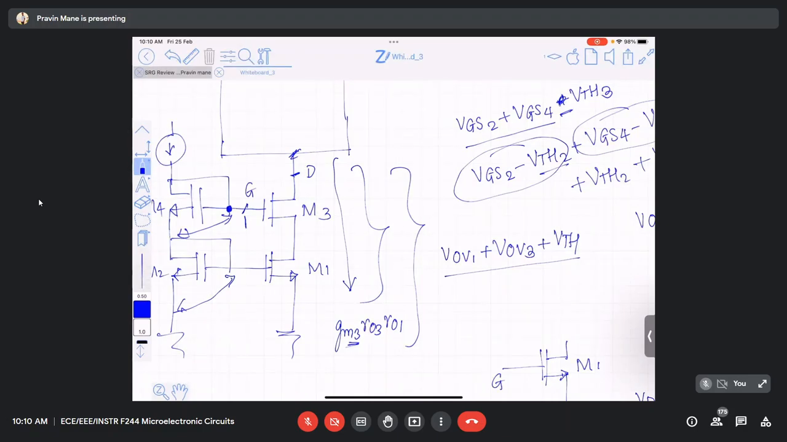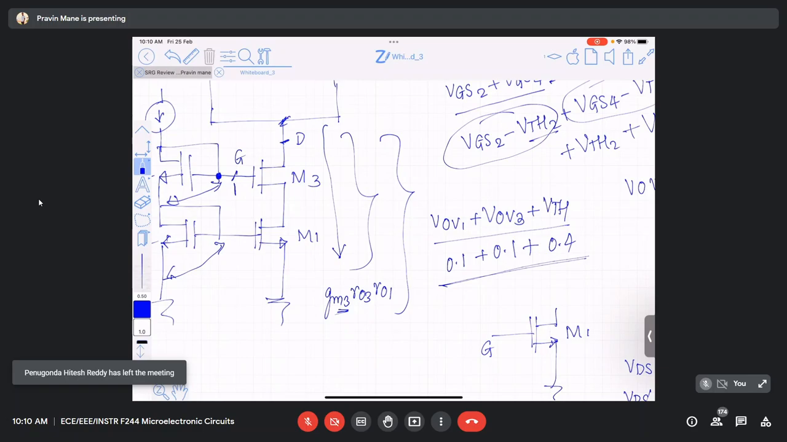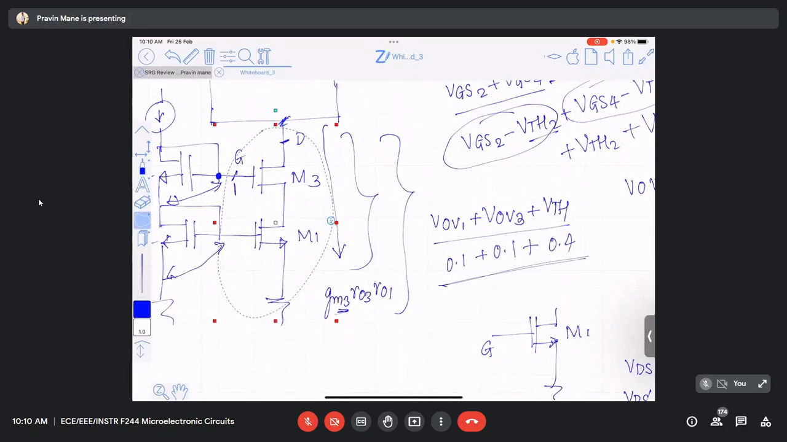Can you tell me what the ideal value is? What should be the value of VOV, for example? 0.1 volt, for example. 0.1 plus 0.1 plus what is the value of VTH? 0.4, 0.5, or in say 600 nanometer technology, it is almost 0.7 volt. So what is the value of this? 0.6 volt. So the minimum voltage required across this current source is 0.6 volt. Understood? If you apply a voltage less than 0.6 volt, it is not going to operate as a current source.